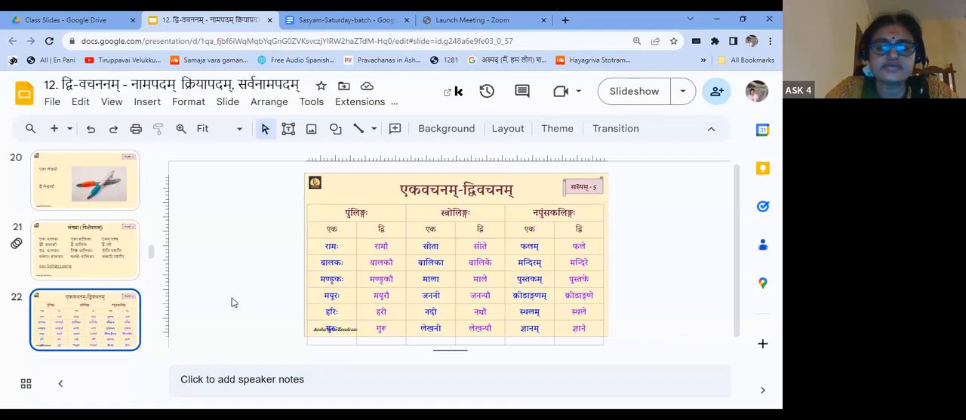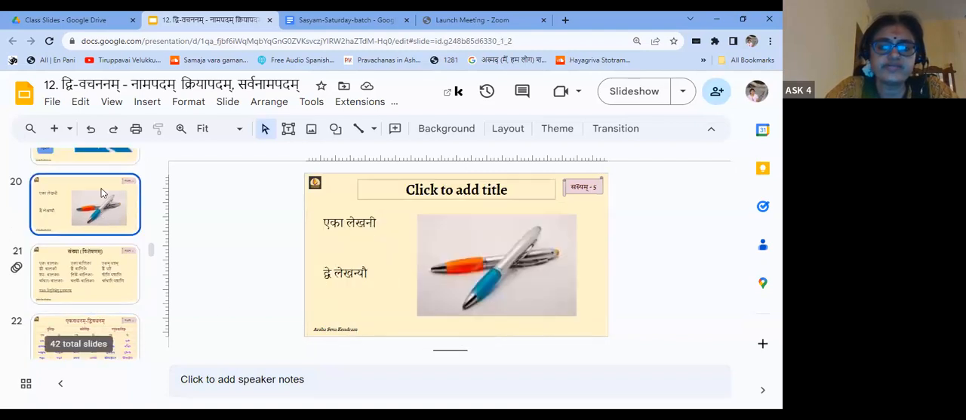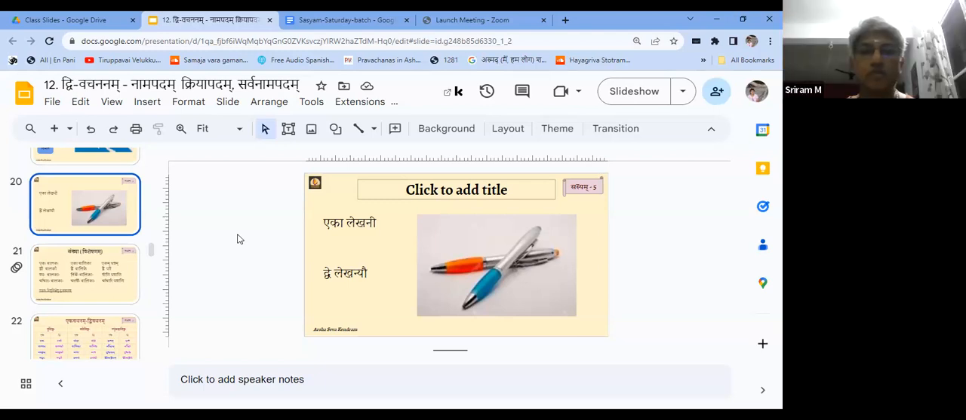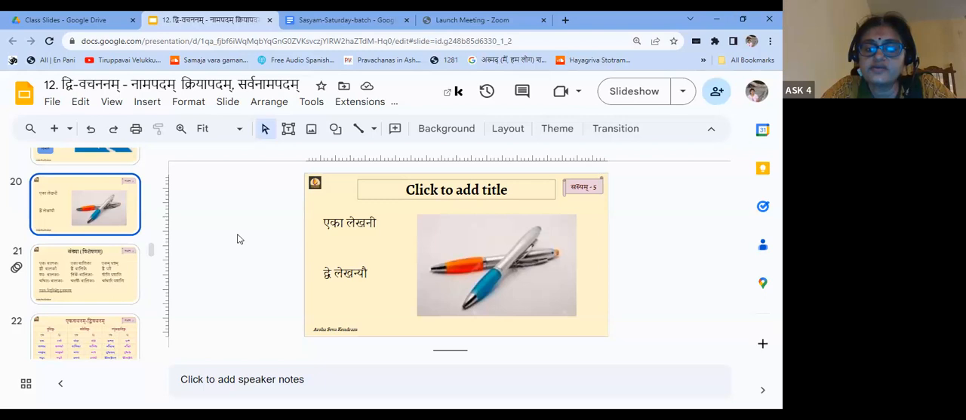अस्तु. So this is somewhat clear, right? So can we just quickly read these, taking turns. Shriram Mahodaya. Eka lekhani, dve lekhanyau. Now you remember what we learned in the other class? Numbers. Oh, Pooja Mahodaya also joined. So from 1 to 4, it changes with the linga. From Pancha onwards, it does not change. Any linga we can say Pancha, Shat, Ashtau.